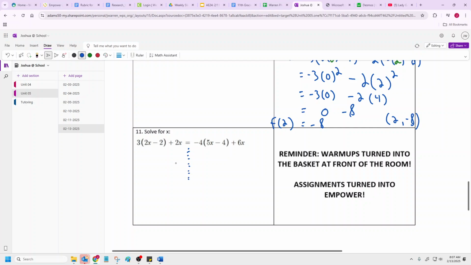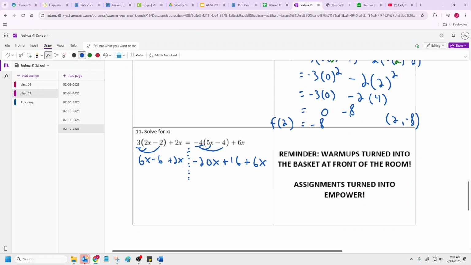So here we go. We're going to look at the left-hand side first. Can I do normal math? The answer is yes. So I'm going to distribute. I have 6x minus 6, and I'm going to bring down my plus 2x. All right. I'm going to go on my right-hand side. Can I do some normal math? Yep. I'm going to distribute. Negative 4 times 5 is negative 20x. Negative 4 times negative 4 is positive 16. And then I'm going to bring down that plus 6x.